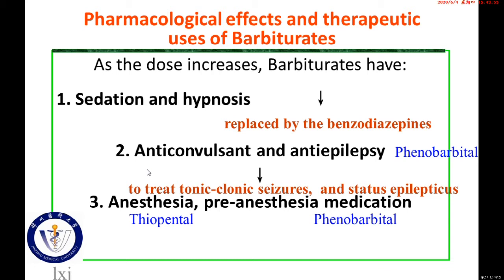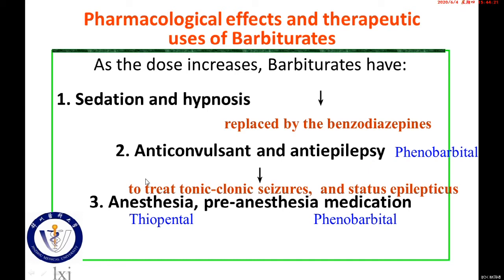But they are not the first choice. Do you still remember, in the treatment of status epilepticus, which one of the benzodiazepines is the first choice? Yeah, diazepam, intravenous injection of diazepam.